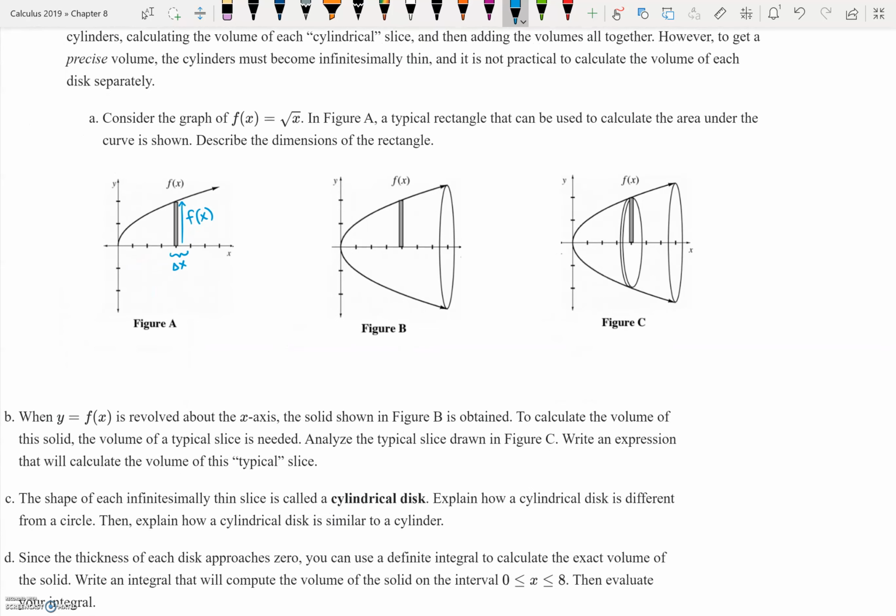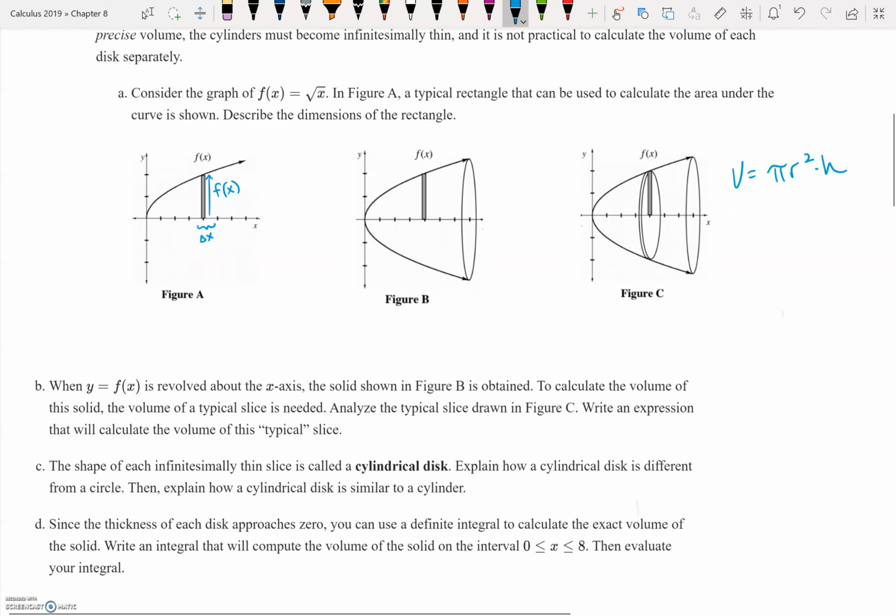Then we're going to go ahead and reflect our graph, which actually means we're rotating around our x-axis, which gives us our rectangle rotated around, which then will turn this into a cylinder. So our rectangle is turned into a three-dimensional cylinder. And as you know, the volume of a cylinder is pi r squared times height. So we are going to use that.